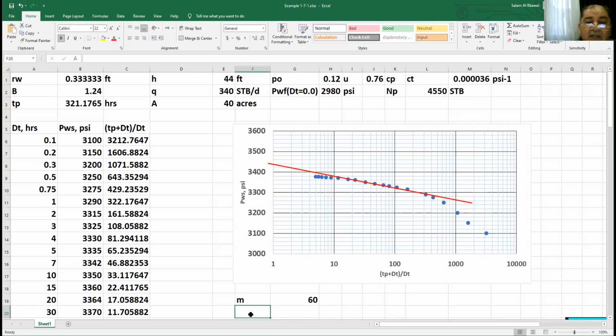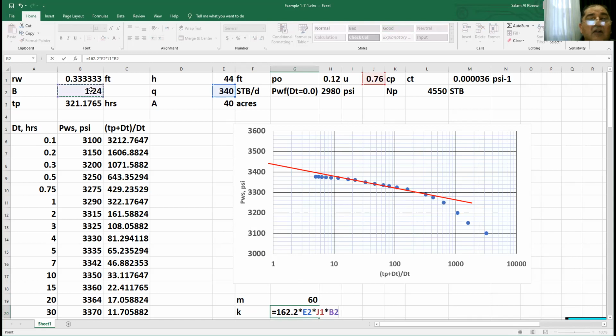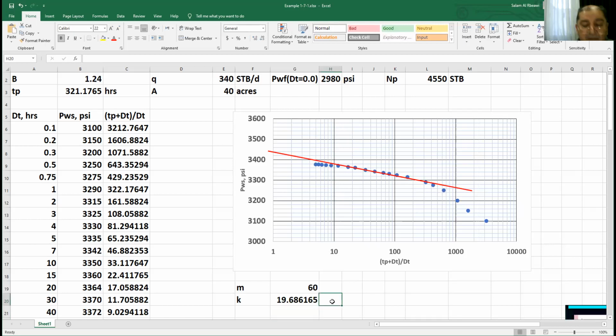And then we're going to go and calculate the permeability. That is what? The permeability is 162.6 times Q, the mu, oil formation volume factor, divided by what? Divided by the slope, this one, times what? Times H. So this is your permeability, guys. So this is millidarcy. Now you can calculate skin factor, and you can calculate wellbore storage. We are not going to go into wellbore storage, but it is required to calculate skin factor. And okay, let us do it now.